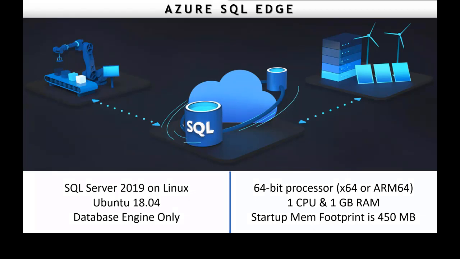Also, architecture-wise, you are going to need a 64-bit processor. It can be x64 or ARM64. That's where Microsoft introduced this idea that you can install SQL Server in IoT devices, because most of them have the ARM64 architecture. You need at least one CPU and 1 gig RAM.